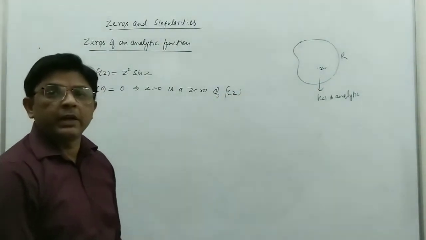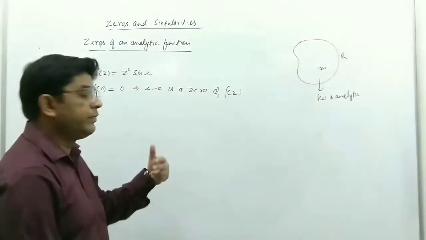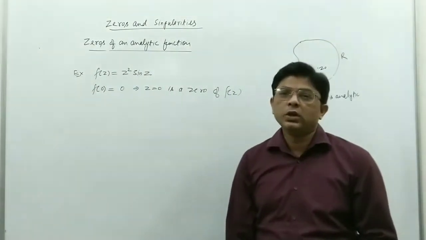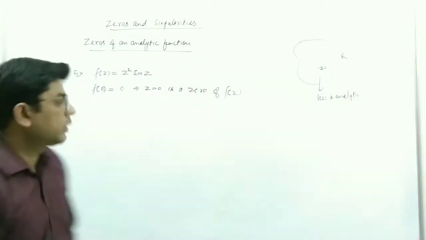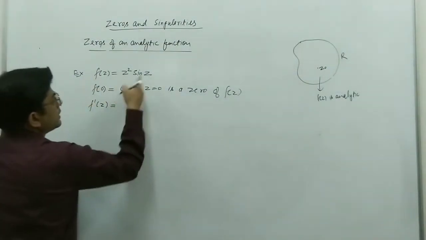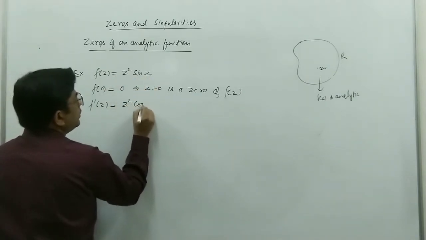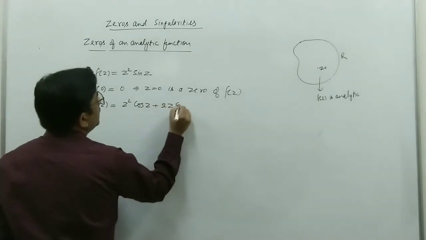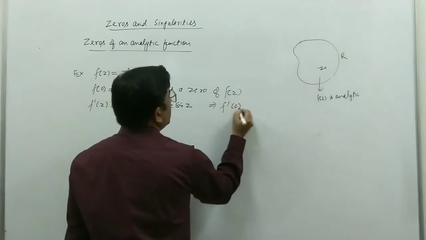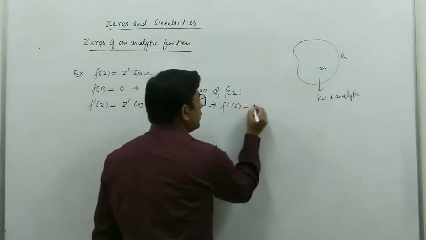So we have to see whether the first derivative is non-zero or the second derivative is non-zero or the third derivative is non-zero. So we have to differentiate this. We differentiate f dash z, this is equal to z square into cos z plus 2z sin z. Now if we put 0, f dash 0, this term is 0 and this term is 0. So again we are getting 0.